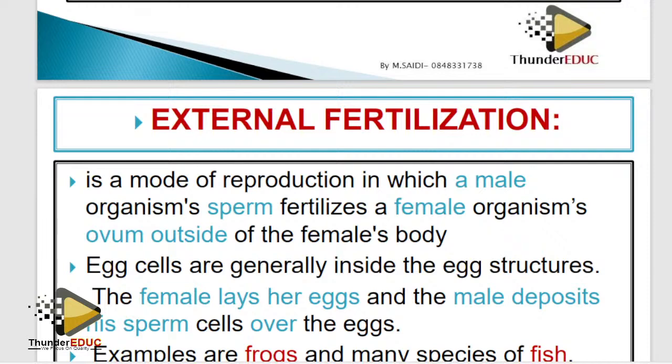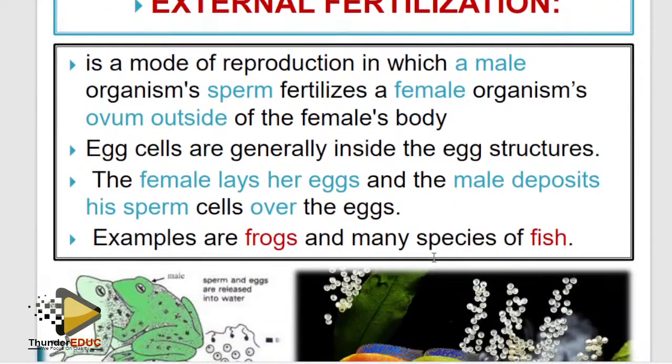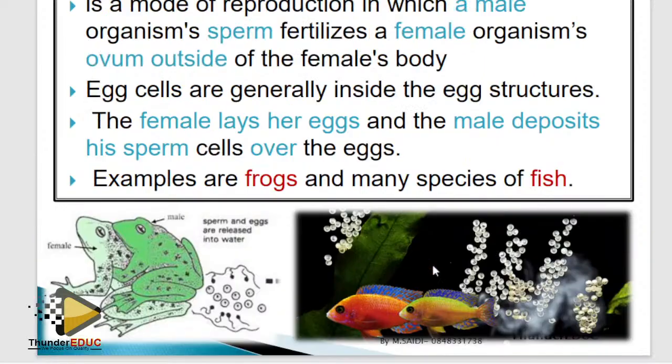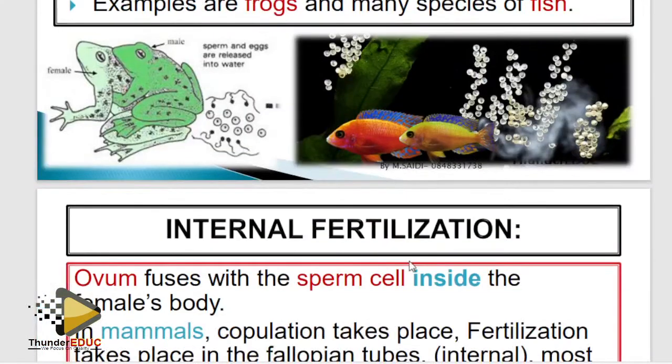Fertilization is when the haploid nucleus of the sperm fuses with the haploid nucleus of the ovum to form a diploid zygote. That is the best definition. When this fertilization occurs outside, it is external. When it occurs inside, it is internal. So take note of the examples which occur in external fertilization and internal fertilization.